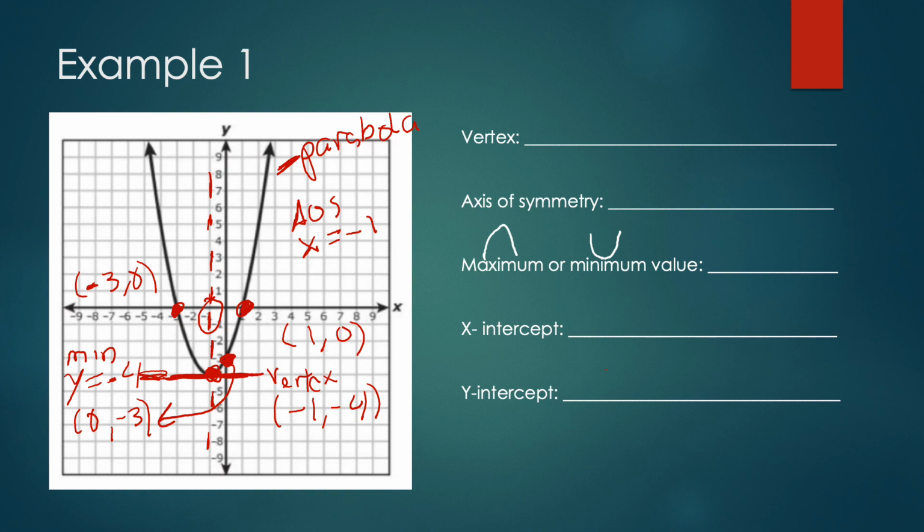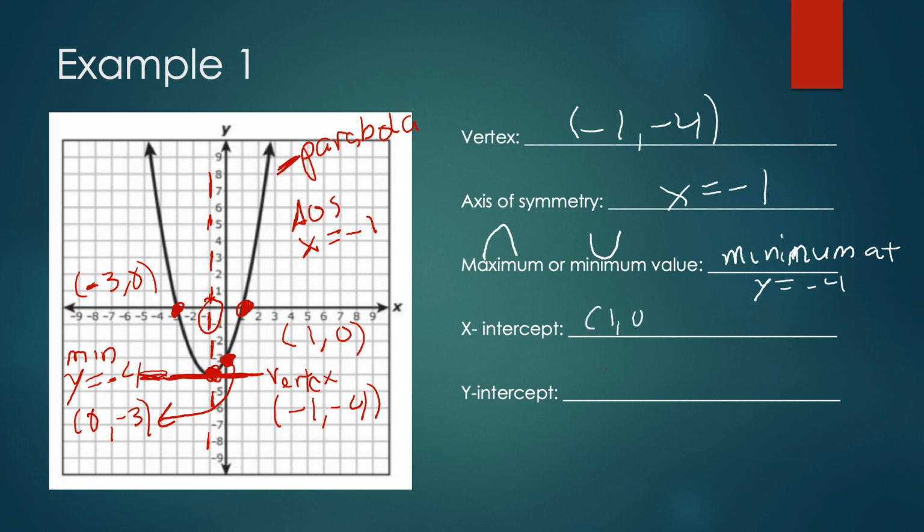Now I'm just going to go in and fill in all my blanks now that I have my graph annotated. So the vertex is -1, -4. Axis of symmetry is x equals -1. We have a minimum at y equals -4. Our x-intercepts are 1, 0, -3, 0, and our y-intercept is 0, -3.